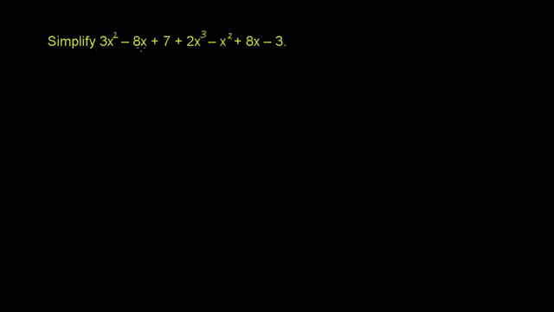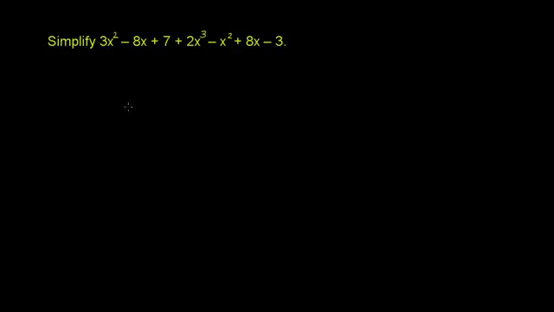3x squared minus 8x plus 7 plus 2x to the third minus x squared plus 8x minus 3. So when they ask us to simplify this, we're essentially just going to add up like terms. And just as a reminder, we can only add or subtract, or simplify, like terms.